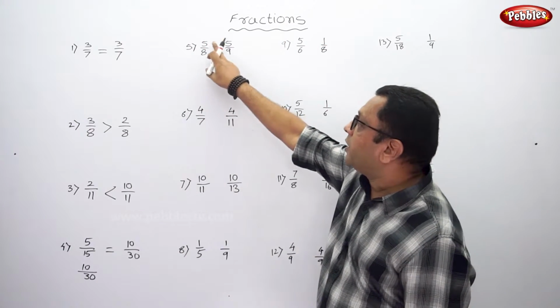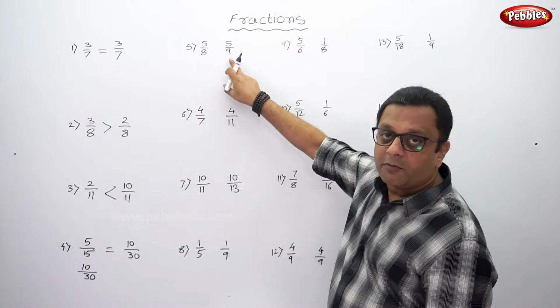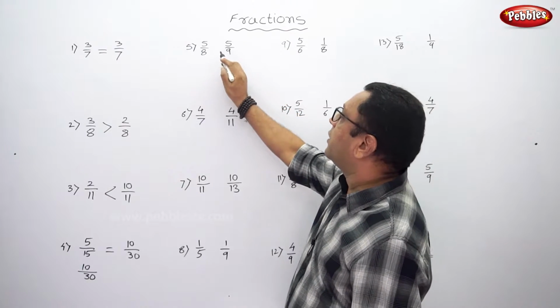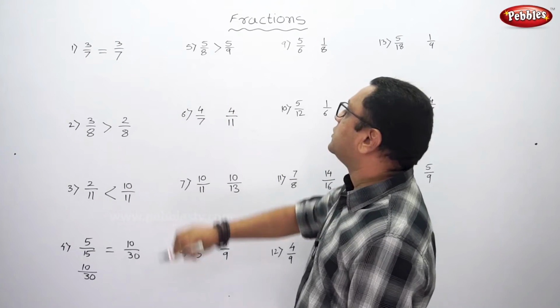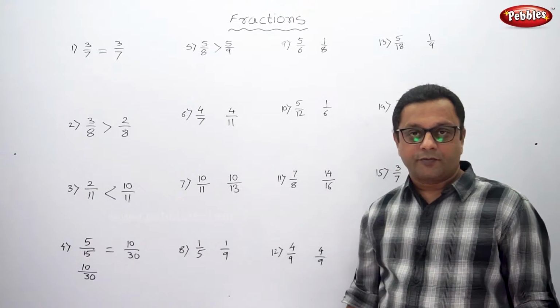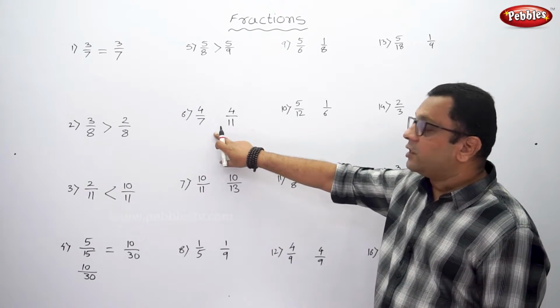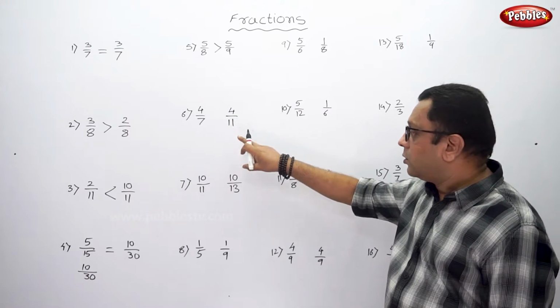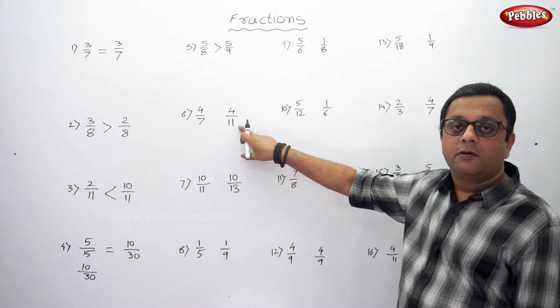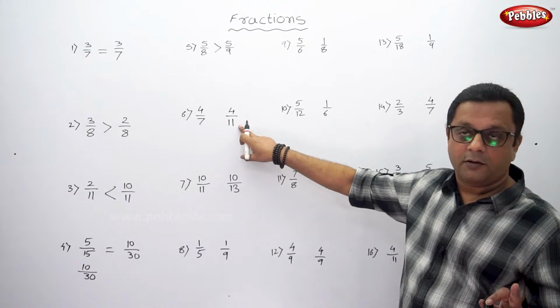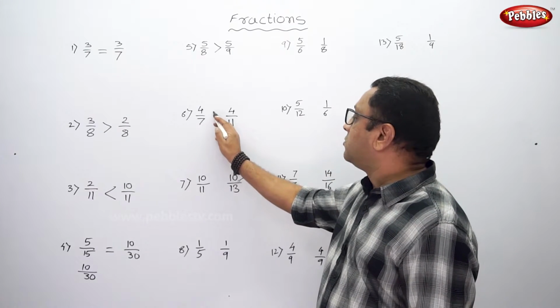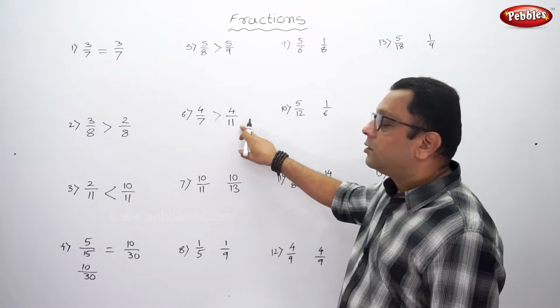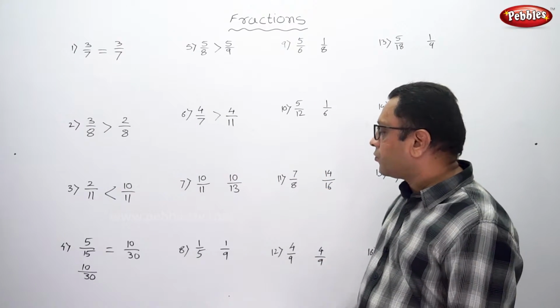Okay. Numerator same, this denominator is bigger, meaning this number is smaller, so I will have this sign. Okay, in case of this, numerator is same, so the bigger the denominator, the smaller the number. Okay, so this number is small because its denominator is big.